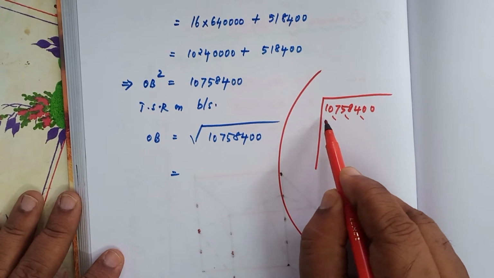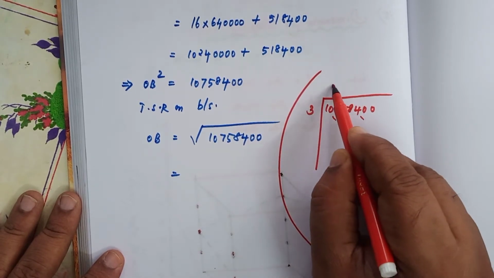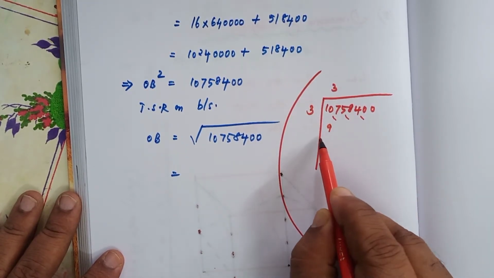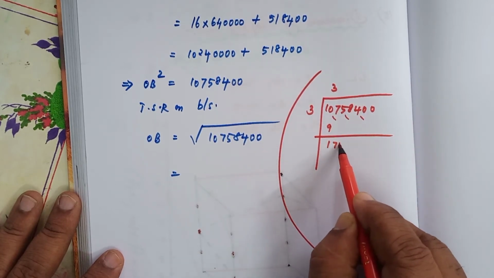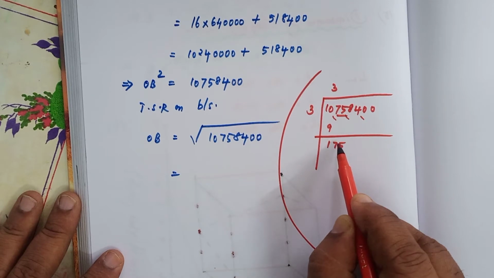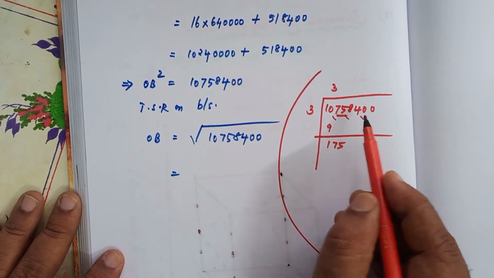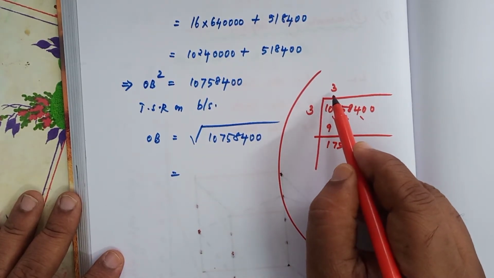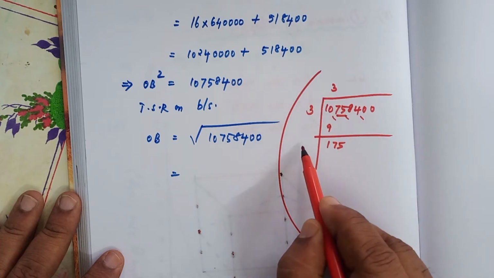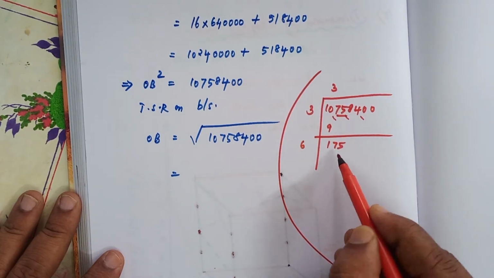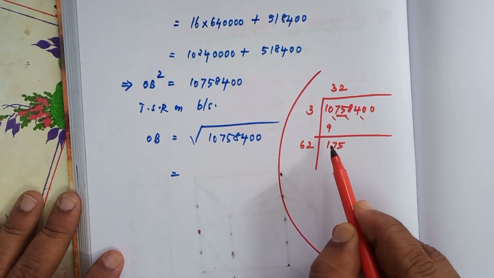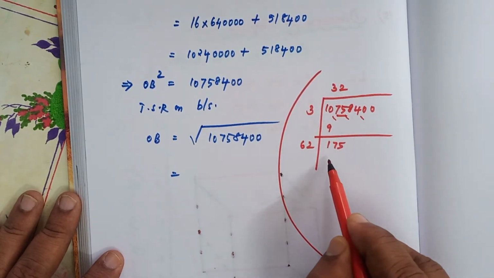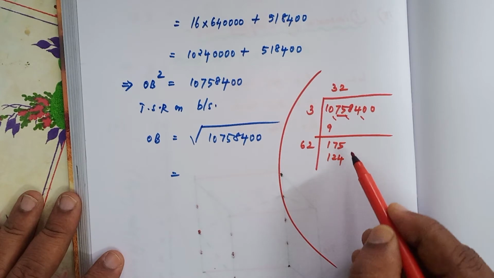Here we have 10, so you can go that 3 times. 3 3s are 9. 10 minus 9 is equal to 1. Then we have to bring down 75, 2 digits together. Then whatever the number here should be multiplied by 2. 3 2s are 6. Since we have 175, can go up to 2 times. 2 here also 2. 2 into 62 is equal to 124. No chance of taking 3.